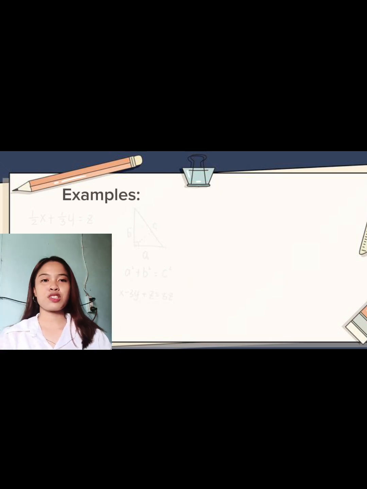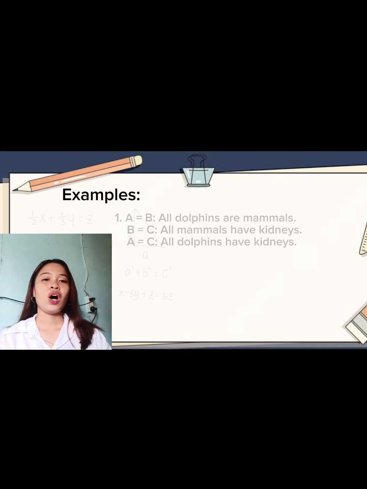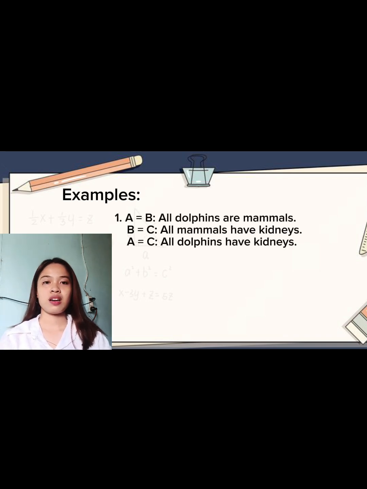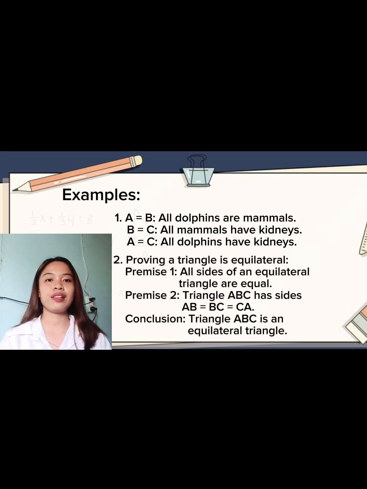Here are some examples of syllogism. All dolphins are mammals. All mammals have kidneys. Therefore, all dolphins have kidneys. Another example is proving a triangle is equilateral. Premise 1: all sides of an equilateral triangle are equal. Premise 2: triangle ABC has sides AB equal to BC equal to CA. The conclusion is triangle ABC is an equilateral triangle.